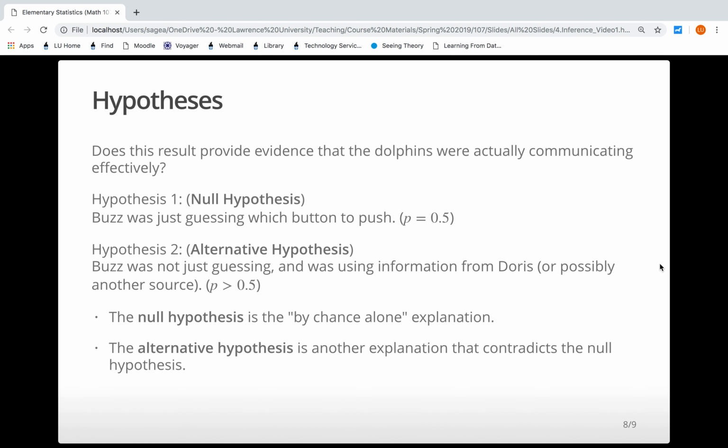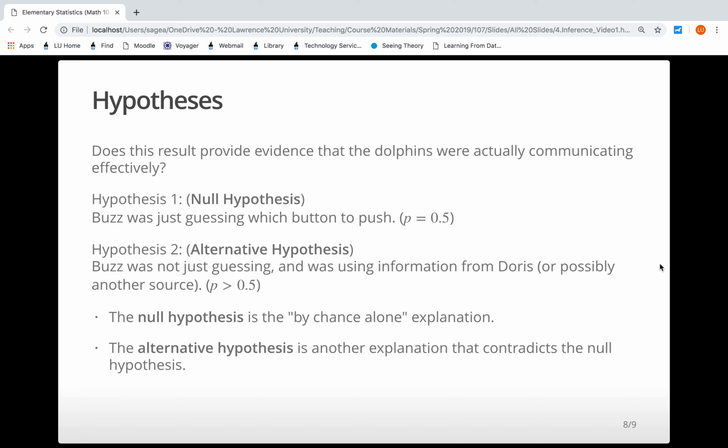We have specific definitions or terms for these hypotheses. Hypothesis number 1, that Buzz was purely guessing, is referred to as the null hypothesis. If this was the case, then the true parameter, the true probability of Buzz pressing the right button in the long run, would be 0.5.